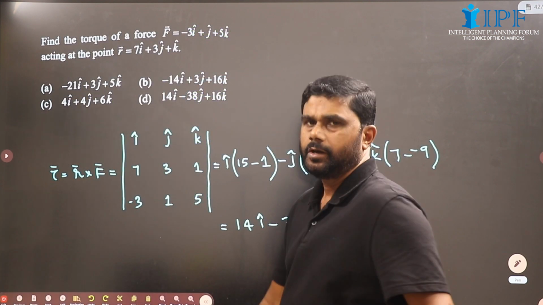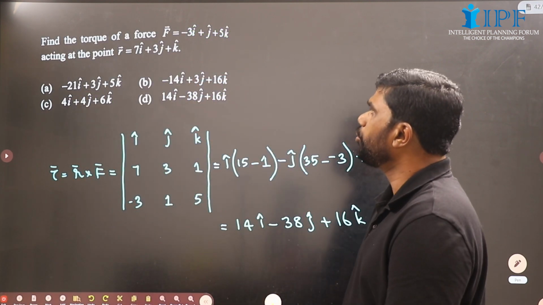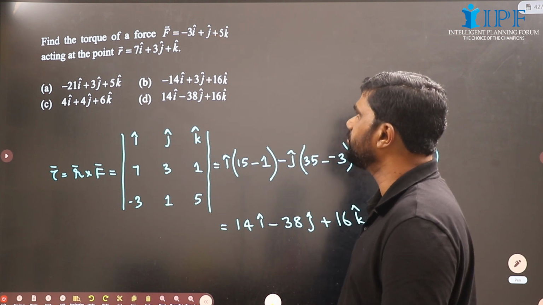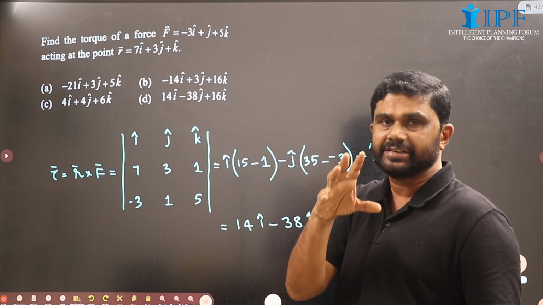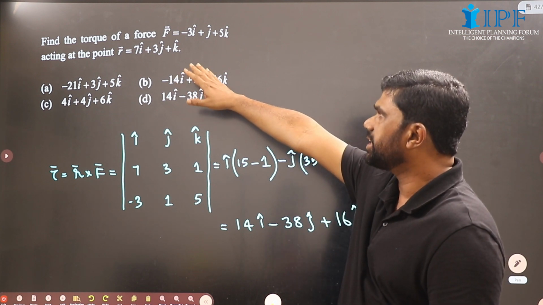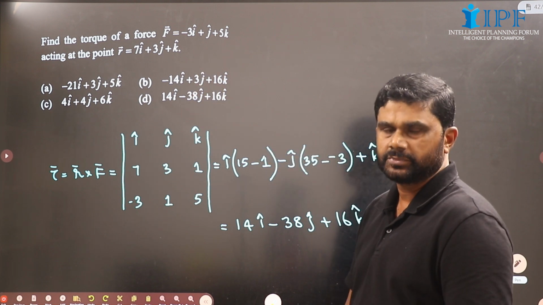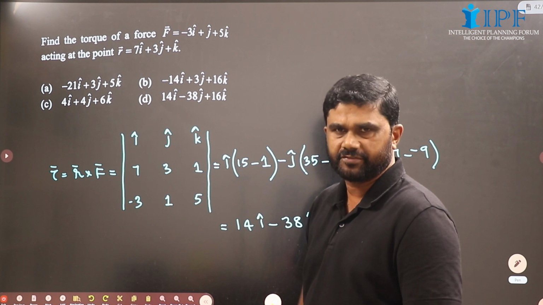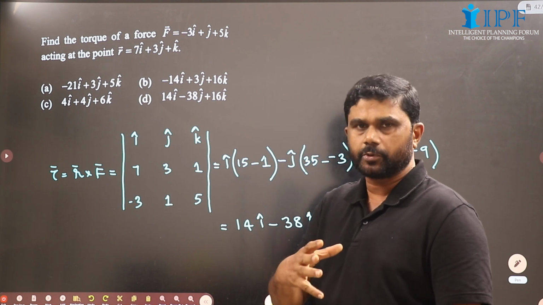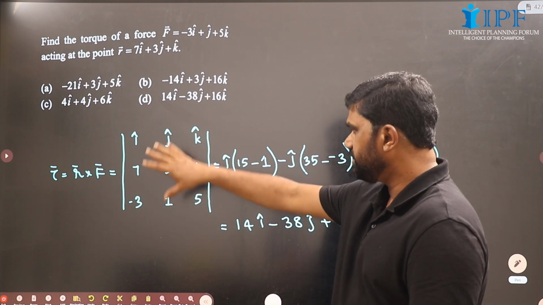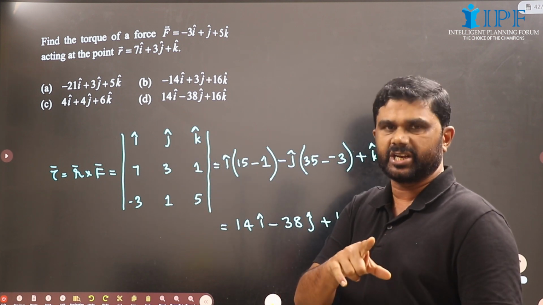Okay. Now see, find the torque of a force F equal to minus 3 i cap plus j cap plus 5 k cap, means the force is given in component form, acting at the point, means the position vector is also given in component form. We have to find the torque. So tau is given by r cross F. How do we find the cross product of two vectors if they are given in component form? We have to evaluate the determinant.